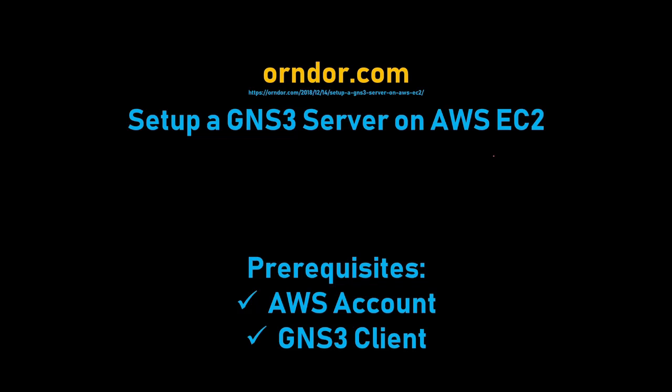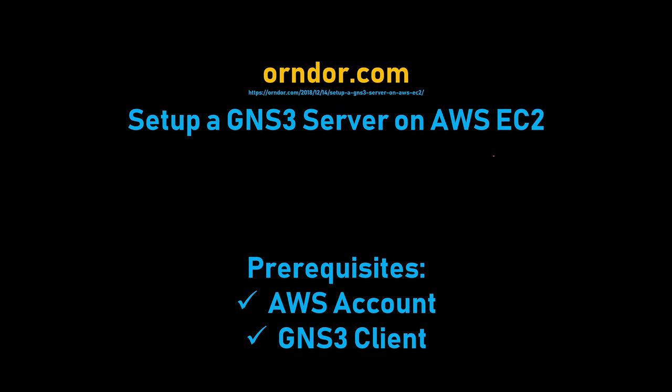Today we're going to learn how to set up GNS3 server on AWS. First, we'll create an EC2 instance and then install GNS3 with OpenVPN. Then we'll download, install, and configure the OpenVPN client for your workstation. After that, we'll set up GNS3 to connect to the GNS3 server.